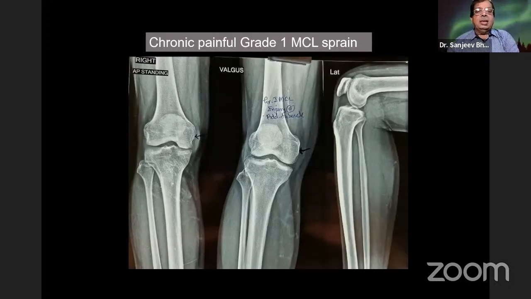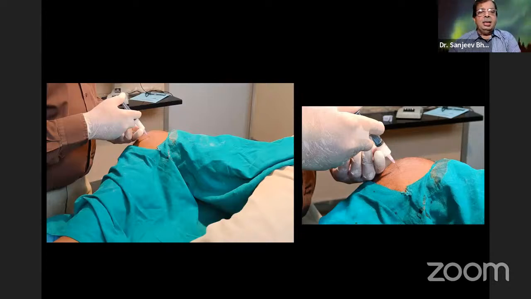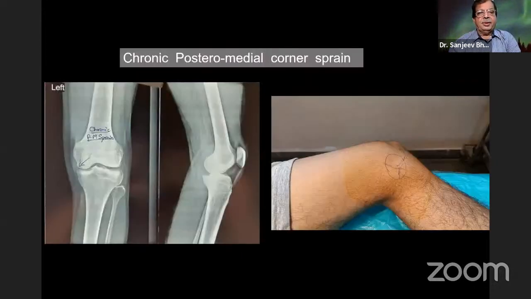So this is a case where there was a chronic painful grade 1 medial collateral ligament sprain. On the varus valgus X-ray, you can see that there is not much opening up at all. This was the spot, about 2 to 3 centimeters proximal to the medial collateral end at the adductor tubercle. And here I have injected 1 ml of methylprednisolone along with 1 to 2 ml of xylocaine. Usually the patient gets very good relief, and probably one injection will suffice and will give permanent relief.